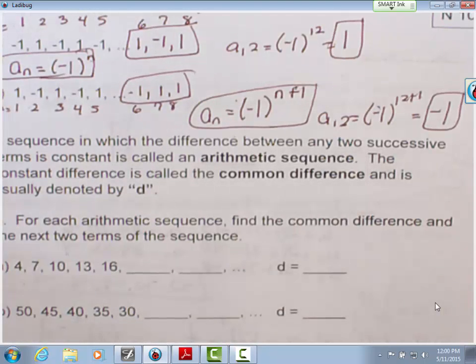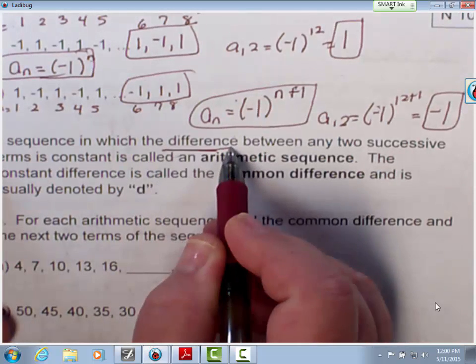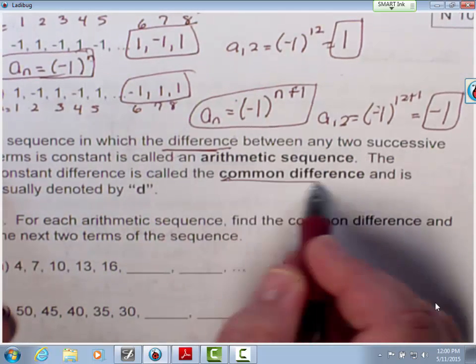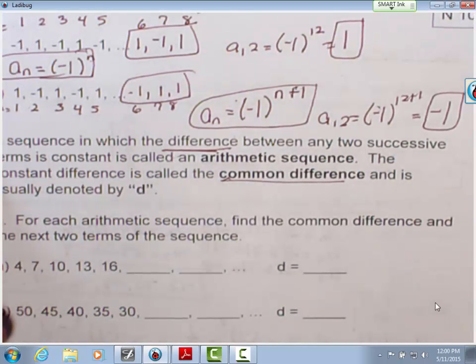All right. So a sequence in which the difference between any two successive terms is constant is called an arithmetic sequence. Okay. The difference means we subtract. Okay. Common difference means it's going to be the same difference for the whole thing.